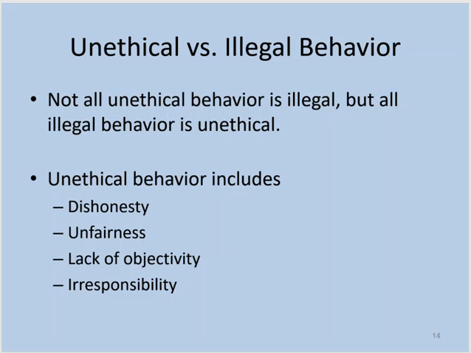Next, you can see here that there is a difference between unethical and illegal behavior. Not all unethical behavior is illegal, but all illegal behavior is unethical. A management accountant who commits an illegal act is violating this ethical standard. So in other words, ethical behavior encompasses more than simply following the law. The IMA's ethical principles include honesty, fairness, objectivity, and responsibility, and those principles are much broader than what is codified in the law.